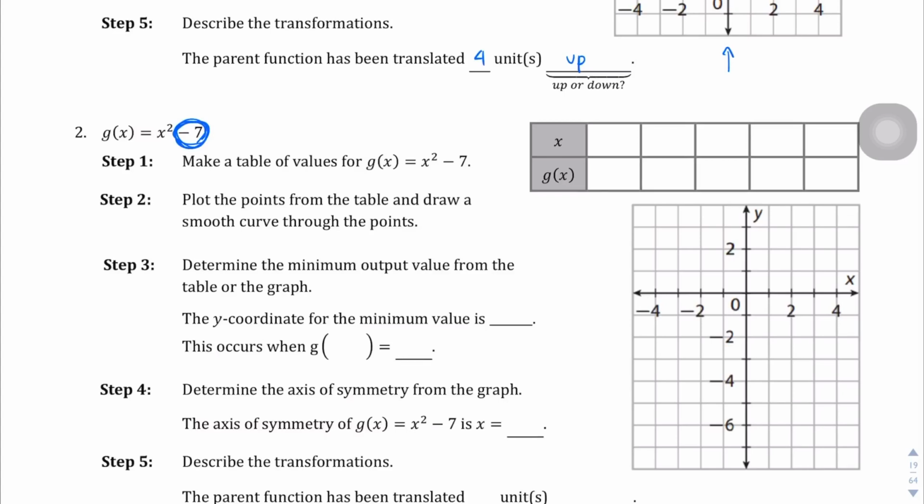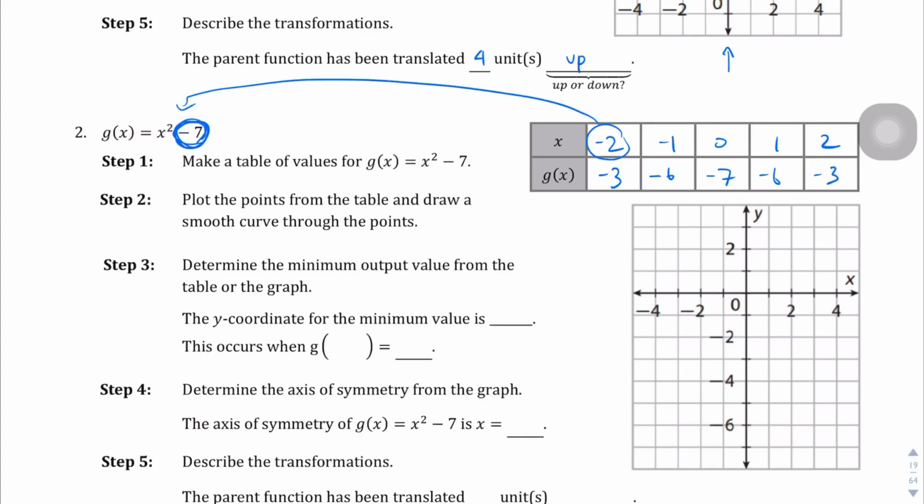We're going to fill in this table again for step 1, and let's just continue using the same domain values here, negative 2, negative 1, 0, 1, and 2, and then plug these in. Negative 2 squared is 4. 4 minus 7 is negative 3. Negative 1 squared is 1. 1 minus 7 is negative 6. 0 squared is 0. Minus 7 is negative 7. And then, again, these are symmetrical, so I'm just going to go ahead and do that.